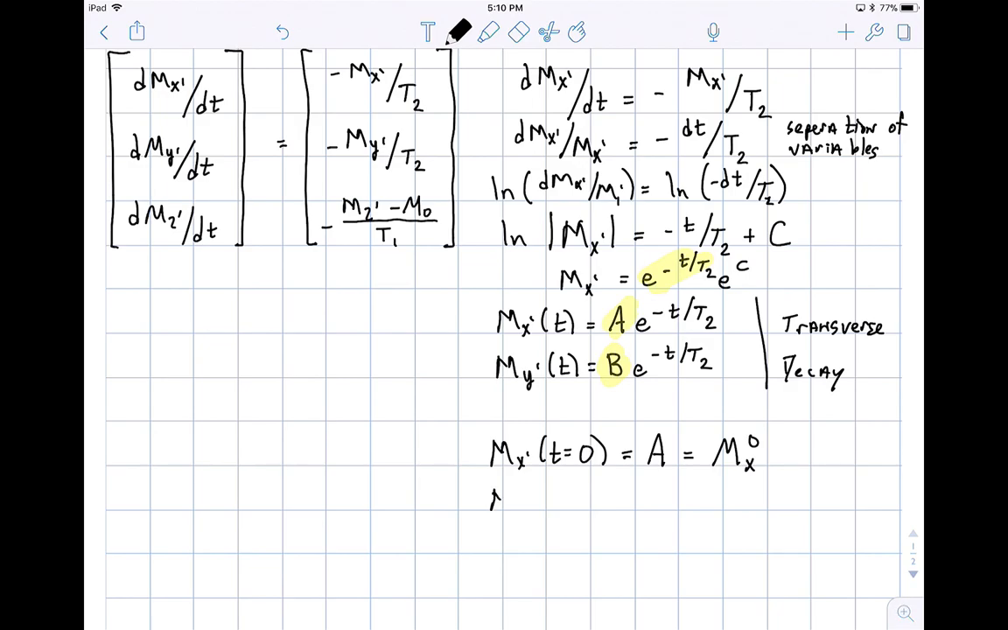And you could do the same thing for y, My prime at time equals 0. That would just give you some B. But we also know that that's really just our initial condition. So whatever it is, Mx0 and My0 could effectively be anything. Now, in a lot of this class, we won't care explicitly about the x component or the y component. We're more generally going to care about the magnitude, or how much transverse magnetization we have. Oftentimes we don't care what the phase of the transverse magnetization is.